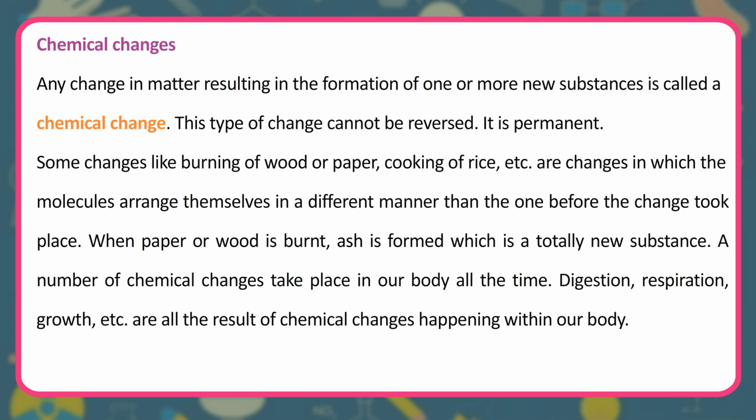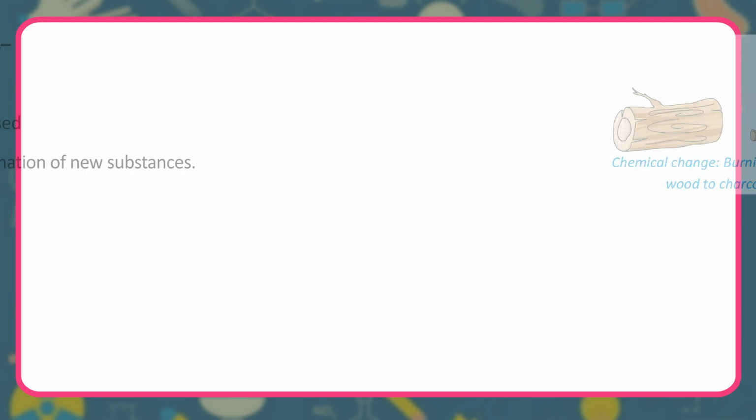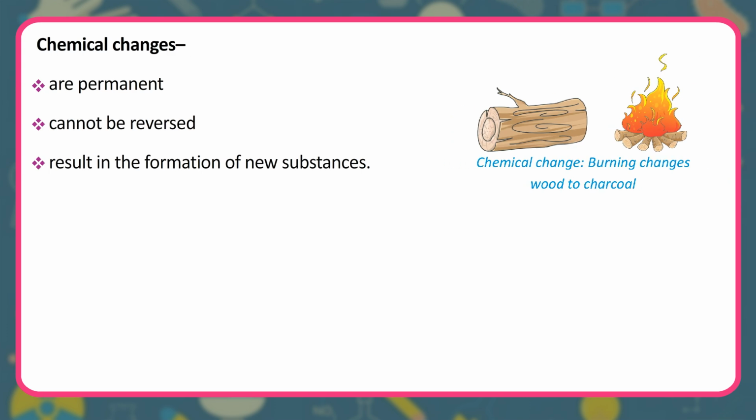A number of chemical changes take place in our body all the time. Digestion, respiration, growth, etc., are all the result of chemical changes happening within our body. Chemical changes are permanent, cannot be reversed, and result in the formation of new substances. Chemical change: burning changes wood to charcoal.